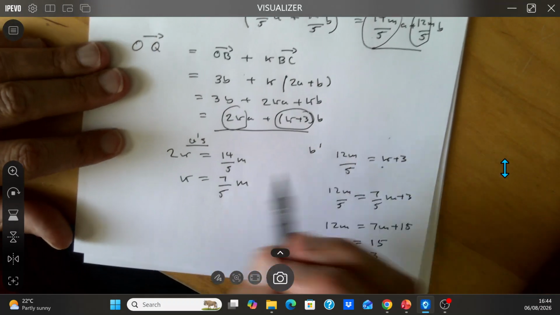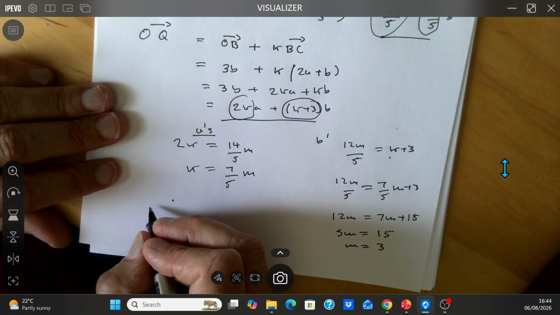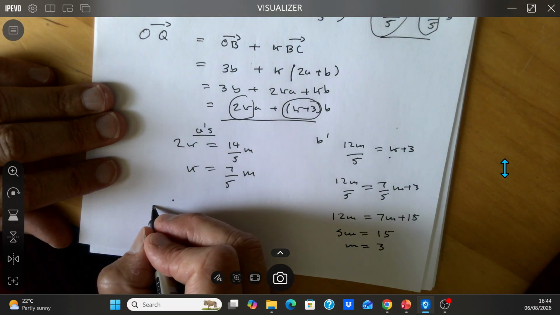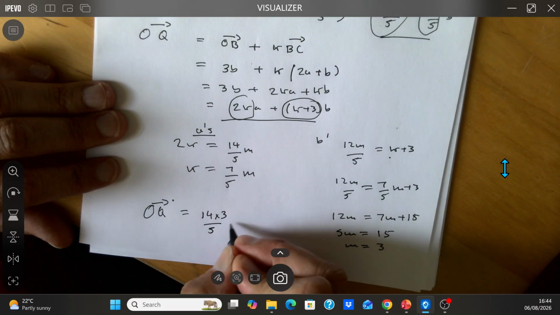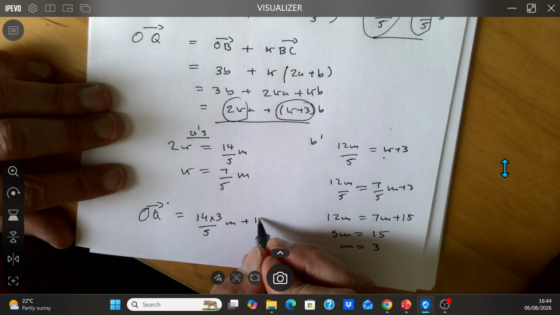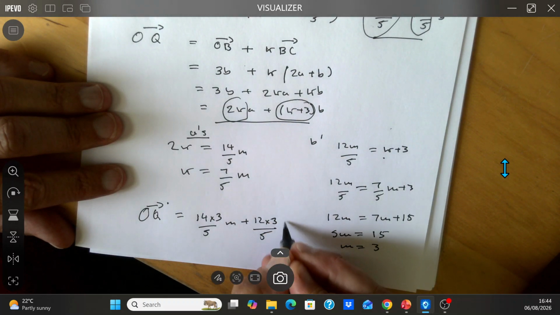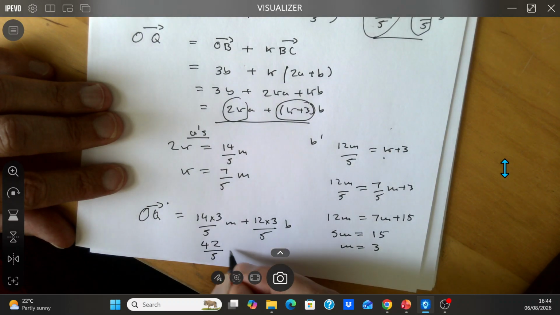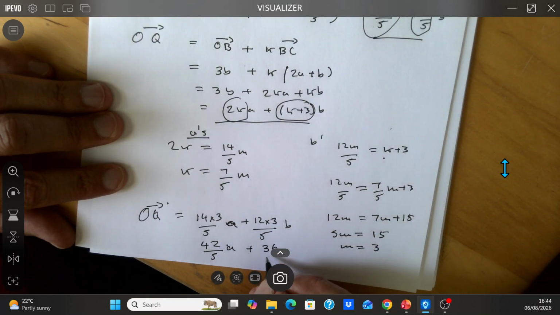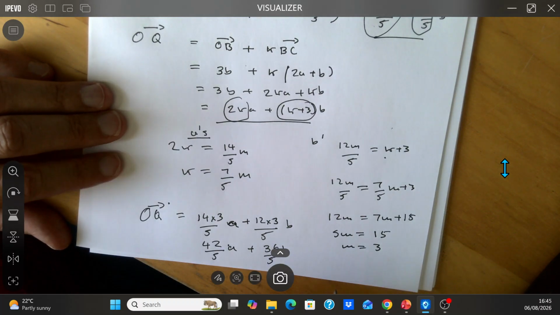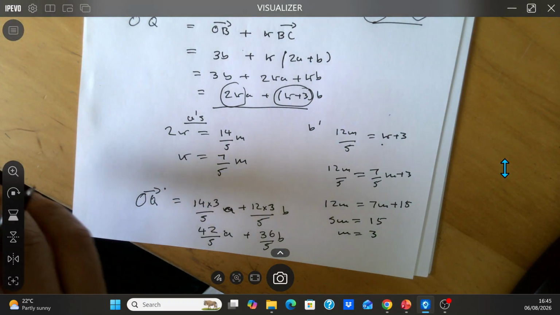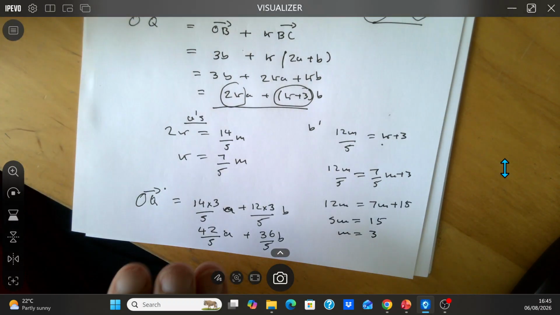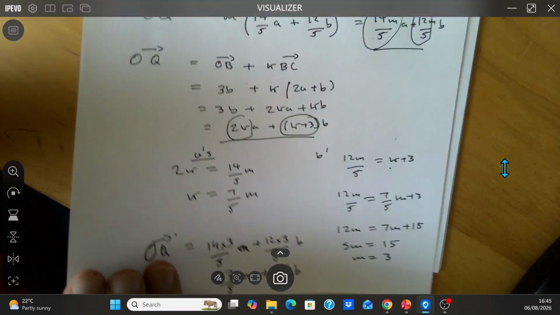So if I rewrite this one, OQ equals 14 times 3 over 5 A plus 12 times 3 over 5 B, which gives me 42 over 5 A plus 36 over 5 B, which is your answer. Okay? Right, so that's a lot of bits and pieces to do and get right and remember. Lots of room for errors in your algebra, so going slow really matters for this.